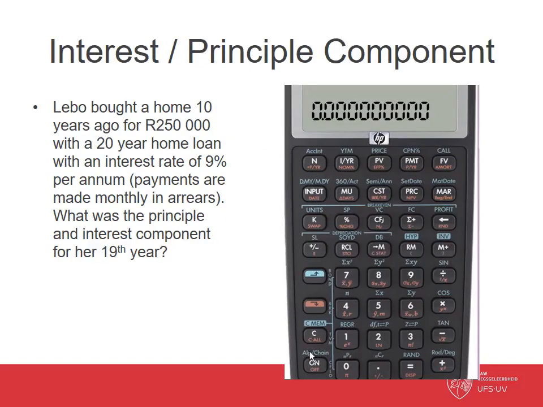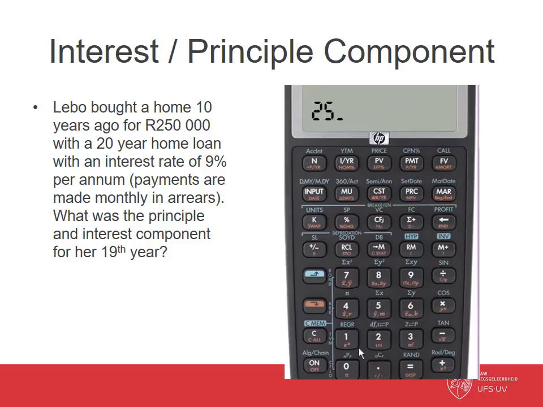Okay, the last part that I want to explain is how to calculate the interest or principal component that Lebo paid within a specific time period. You'll see we're still working with Lebo, but the last part of the question is stated a little bit differently. It says, what was the principal and interest component for her 19th year? So this is the year just before she finished her home loan, if she keeps paying the same amount, and she wants to know what the interest component and the principal component were that she paid within that year. That means from the first month of that year until the last month of that year.